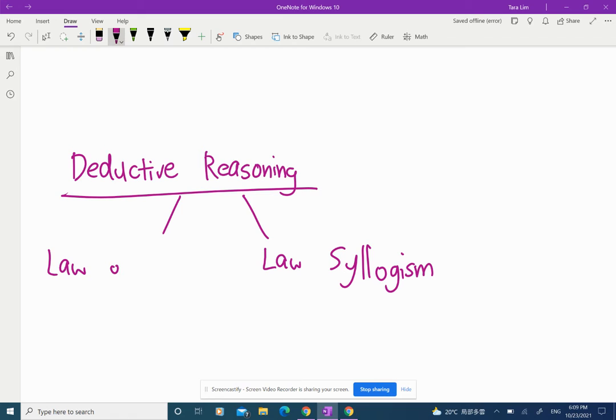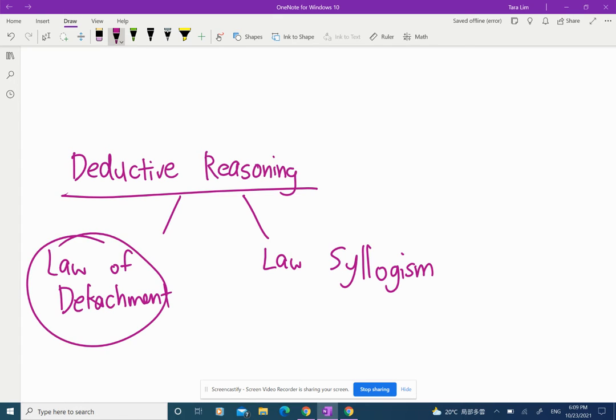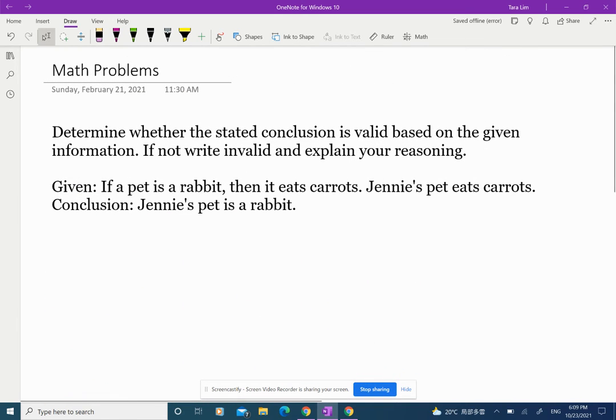Okay, law of detachment. So deductive reasoning, there are two forms. One is this and one is this. And in this question, it is an example of deductive reasoning. So here we have a question. Determine whether the stated conclusion is valid based on the given information. If not, write invalid and explain your reasoning.